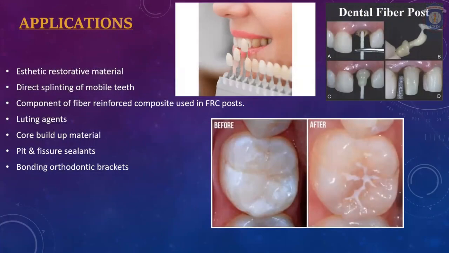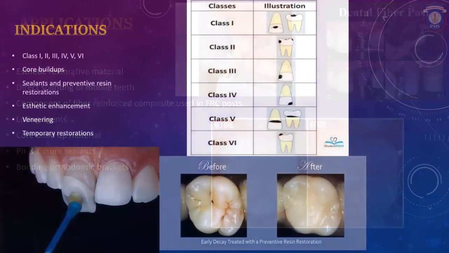What are the applications of dental composites? It mainly involves aesthetic restorative material. It is a direct splinting for mobile tooth, a component of fiber reinforced composites used in fiber reinforced composite posts. It is used as a luting agent, for core buildup material, as a pit and fissure sealant, and also for bonding of orthodontic brackets.